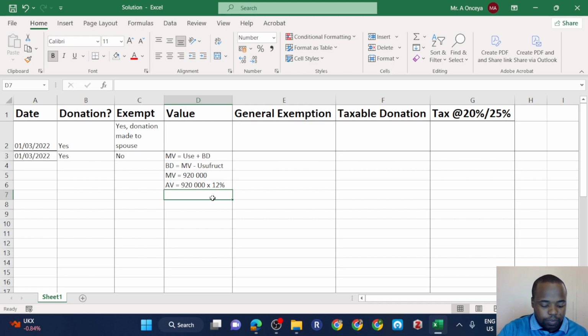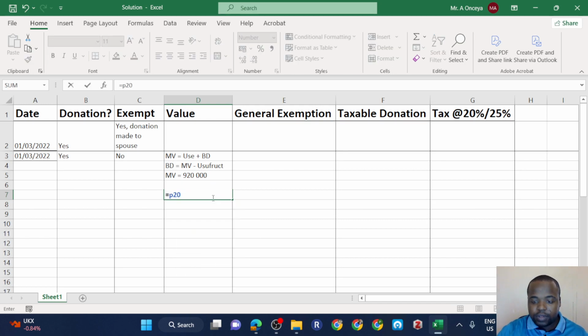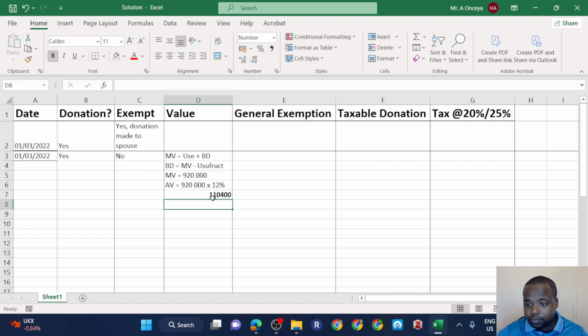Okay, let's quickly compute the annual value of this. It's 110,400 rands, so that's the annual value. And then we must ask ourselves, what is the shorter life period between the donor's life expectancy and the specified time period, right?